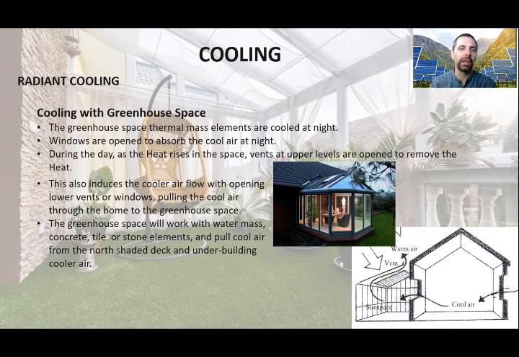The greenhouse space thermal mass elements are cooled at night. Windows are opened to absorb the cool at night. During the day, as the heat rises in the space, vents at upper levels are opened to remove the heat. This also induces cooler airflow with opening lower vents or windows, pulling the cool air through the home to the green space. The greenhouse space will work with water, mass, concrete, tile or stone elements and pull cool air from the north shaded deck and under-building cooler air.